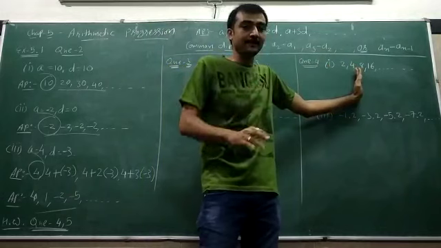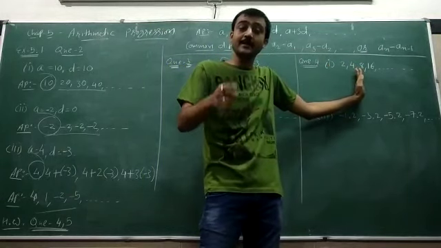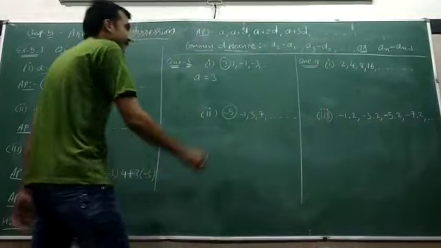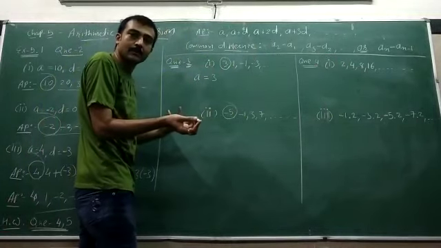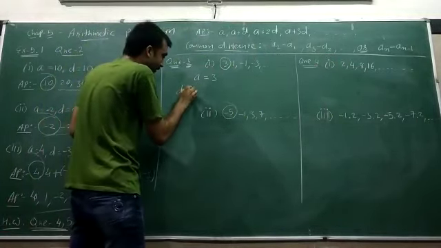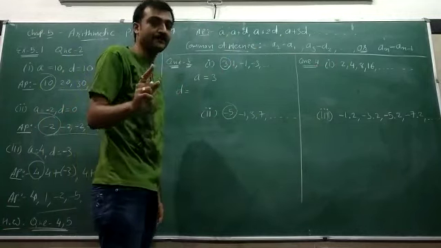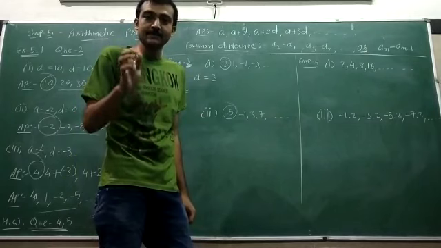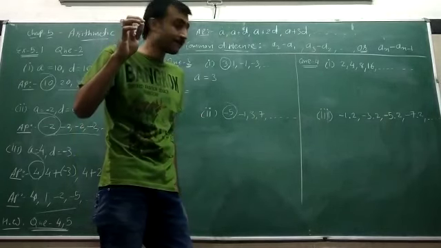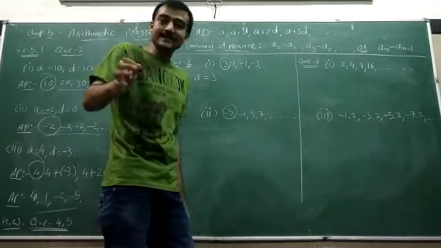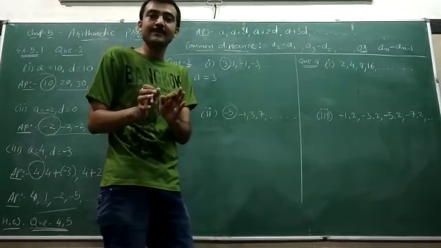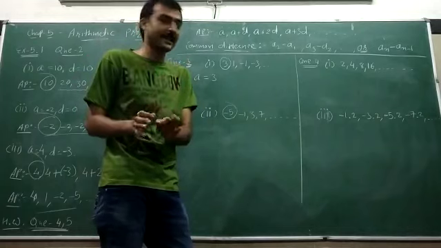That will be your common difference, and it can be a positive number, a negative number, or 0 also. So let us write the common difference as D, and the common difference must be the same for an AP, because that is the most compulsory condition for making an AP, that the common difference is always the same.